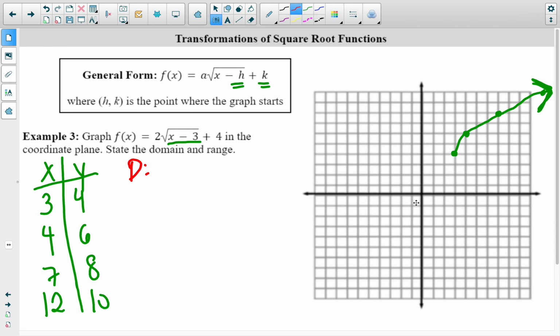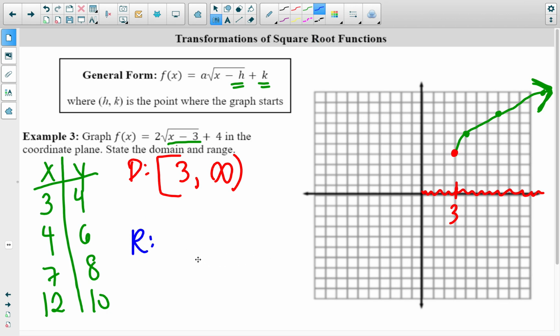For our domain, let's look and see, where are our x values starting along this graph? Starting right here. That x value is at the point 3. x equals 3. So we're going from 3 all the way up to positive infinity. We want a bracket around 3 and a parenthesis around infinity.